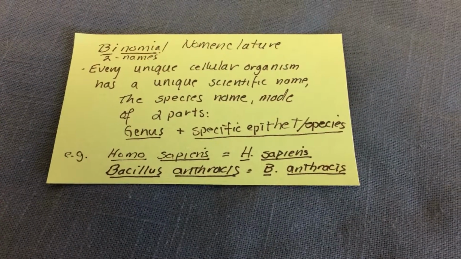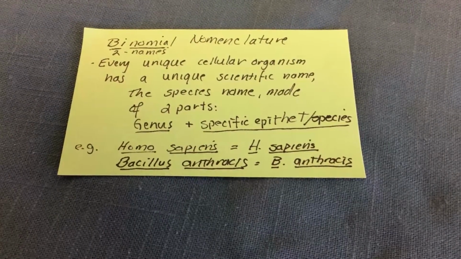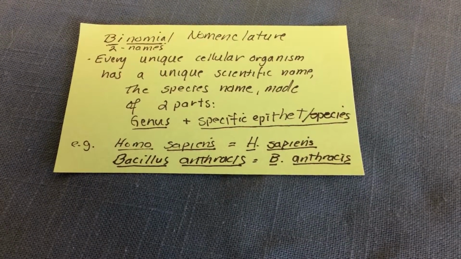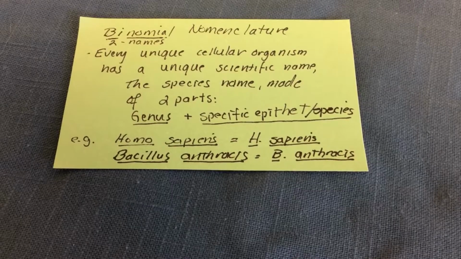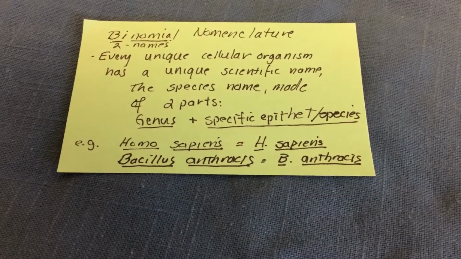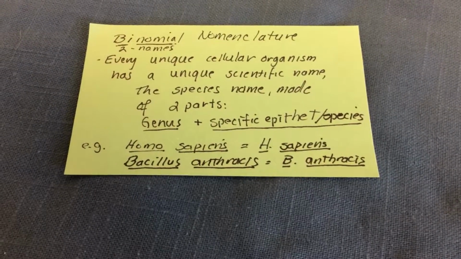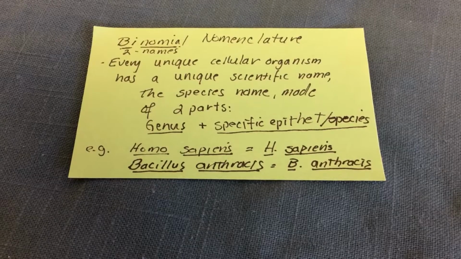This is part 2 of Chapter 6, Cast of Characters. This video will cover our naming system, binomial nomenclature, which we use to name all cellular organisms with a unique name. And in addition, we'll start looking at some specific examples of acellular microbes, the prions and the viruses.